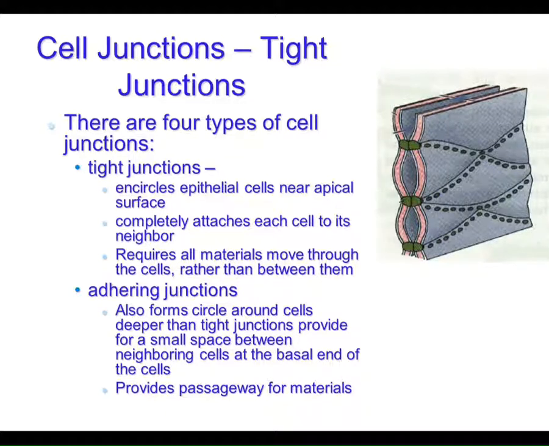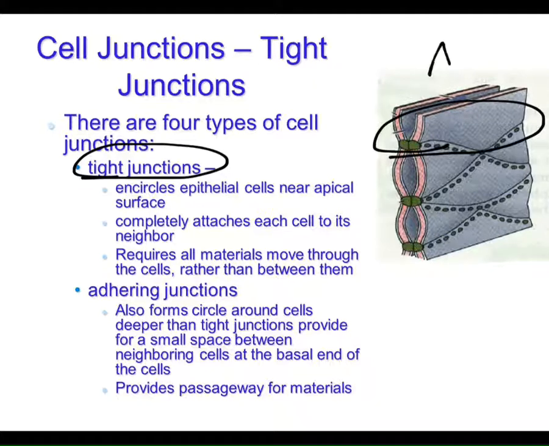The first, tight junctions. Now, tight junctions are described as circling up near the apical surface. So this is the top of the cell, the apical surface of the cell. Kind of looks like Charmin, right? Looks like 2-ply toilet paper and the little stitching between the plies. So the layer that comes around and knits around toward the apical surface is called a tight junction.